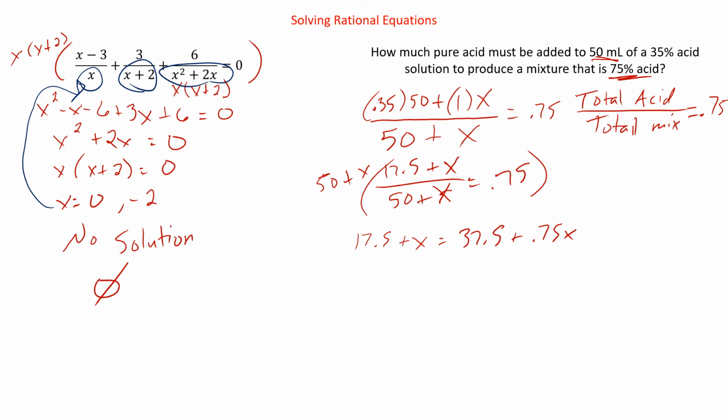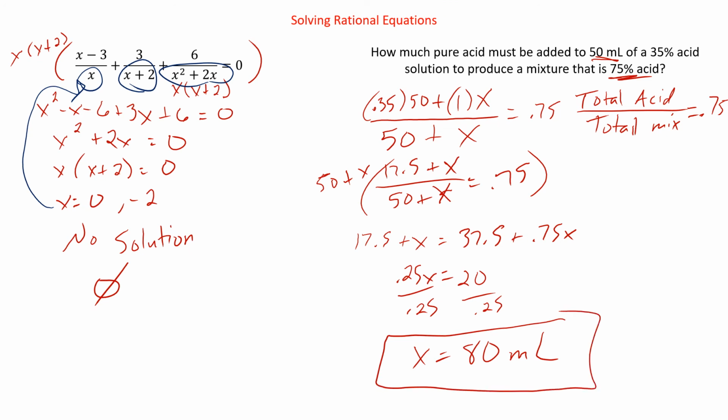We can subtract. So if we subtract the 0.75x over, x minus 0.75x is 0.25x equals, subtract the 17.5 over, we get 20. And now we can divide by 0.25, divide by 0.25. So we get x equals 80 milliliters. So we would need to add 80 milliliters of a 100% acid solution to bring the 50 milliliters of the 35% up to a 75%.